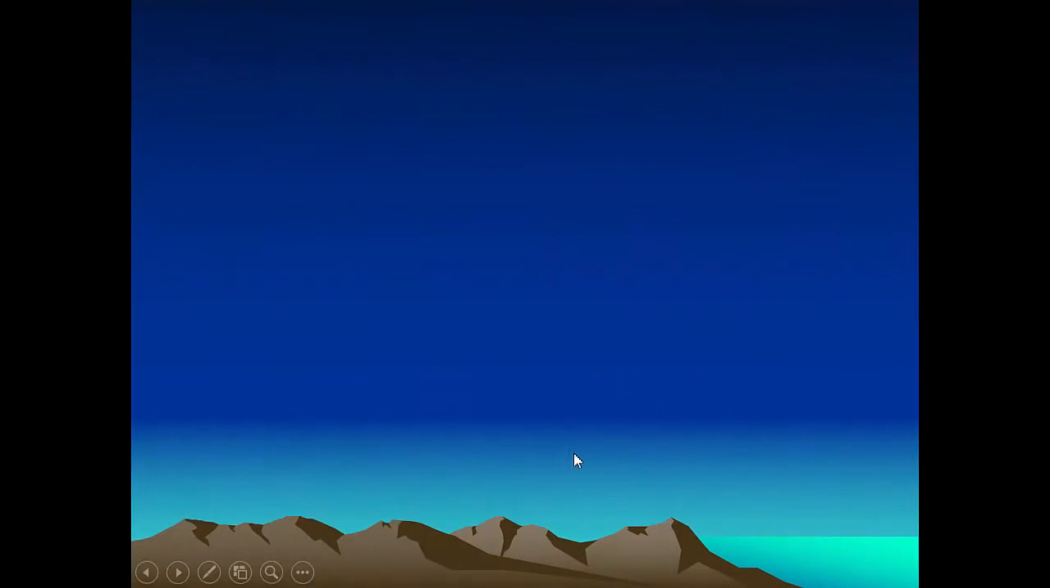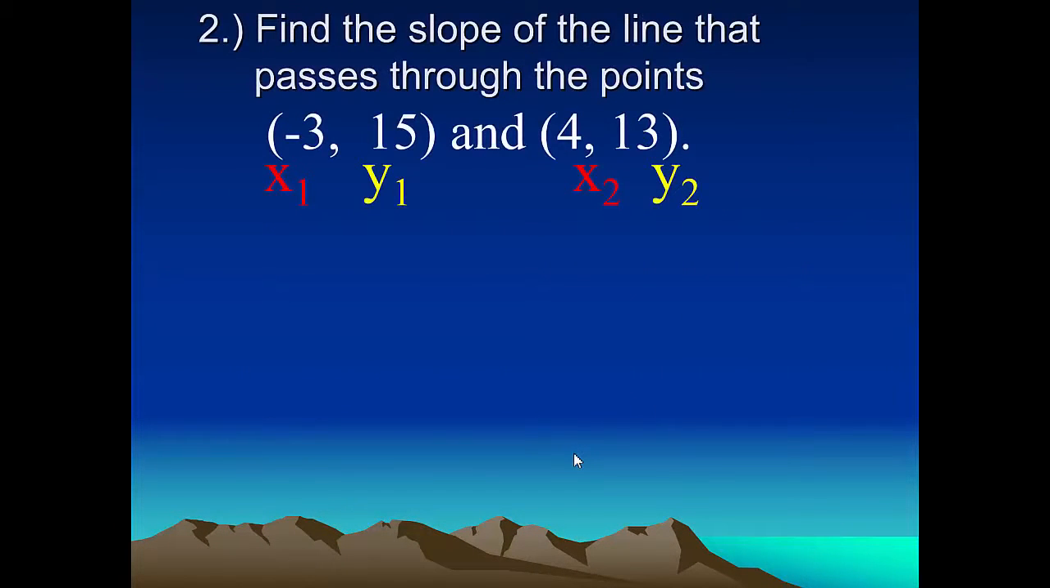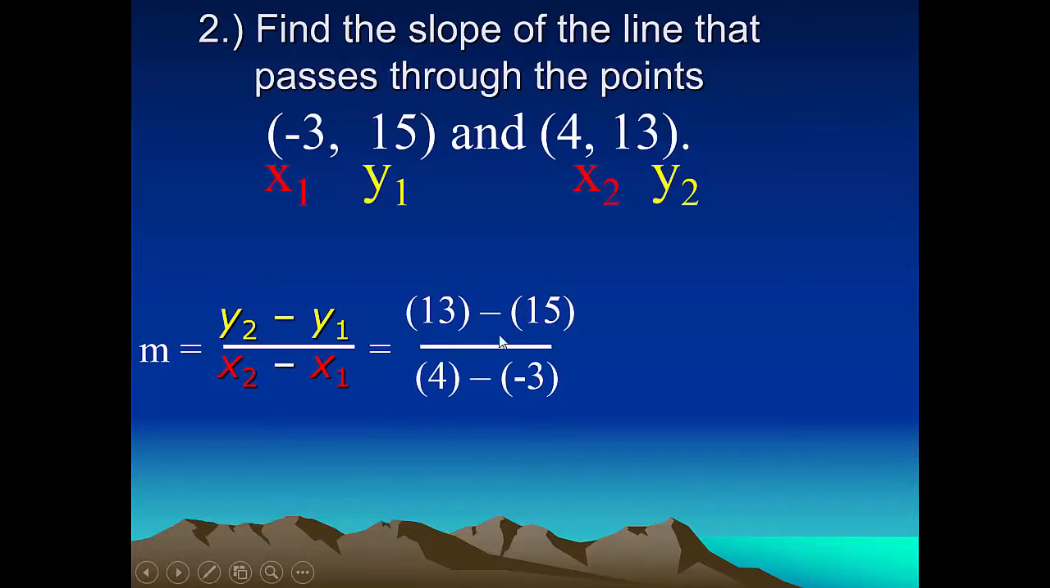Now let's try another example. It says find the slope of the line that passes through the points negative 3, 15, and 4, 13. I've already set up where our x's and y's are signified here or labeled. So we will go back to the formula and we will substitute in the values. Now remember, I told you always put in what you substitute in parentheses. The reason being is usually a lot of people get tripped up when they have minus a negative number. But having that in the parentheses, that lets you know that this minus is not with this negative 3.